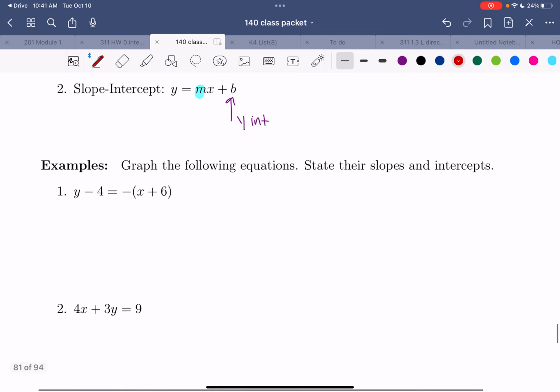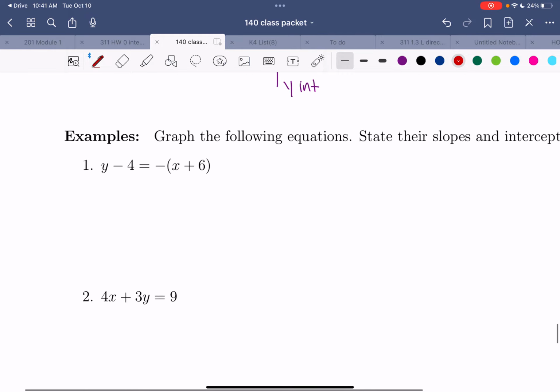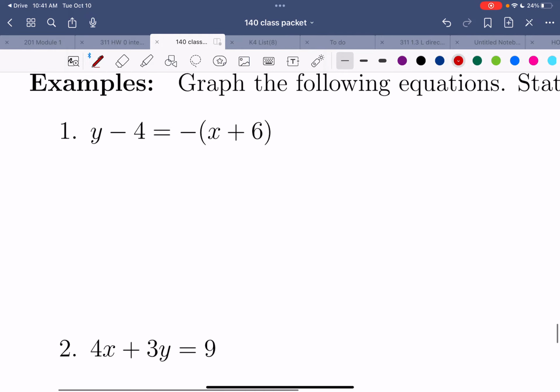Okay, so let's take a look at some examples, and we're going to look at their slopes and their intercepts. So this one looks very much like point-slope form, where my slope is what's sitting in front of the parentheses with the x. So that's this negative, and when there's not a number, we're going to say that our slope is -1, okay.